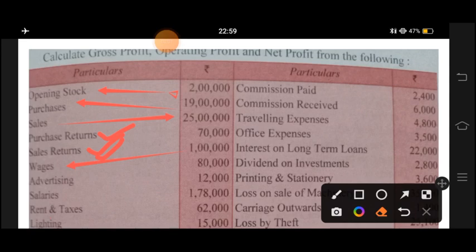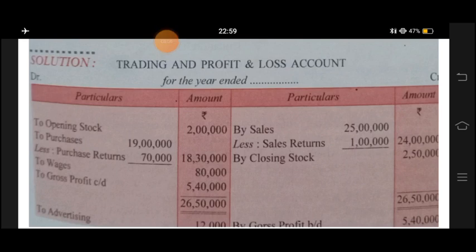Now see, when we prepared the trading account as per the selected items, the value of opening stock was entered on the debit side at rupees 2 lakh, and the net purchase was written by reducing the purchase return from the purchase. It was valued at 18 lakh 30,000. And later on, when we talk about the wages, it was given in the trial balance as rupees 80,000. And on the credit side, the net sale of the trading account was given as rupees 24 lakh, by reducing the sales return from the sale.